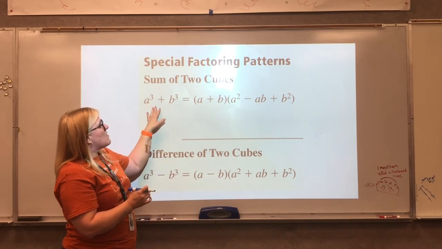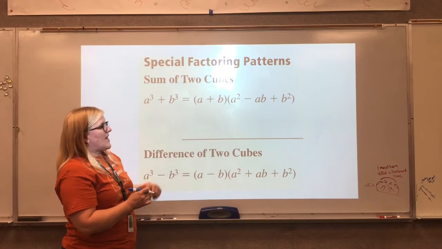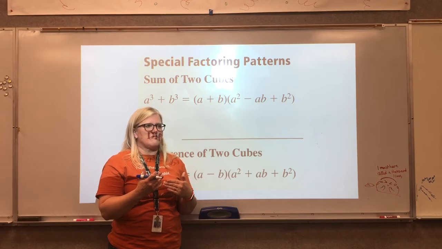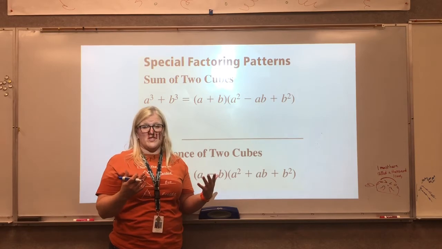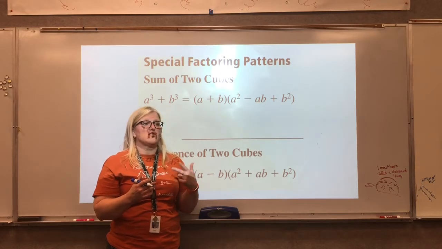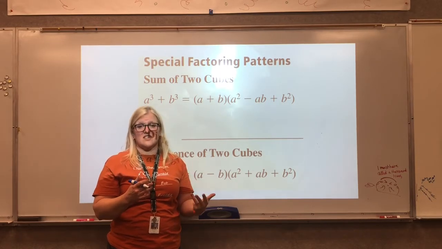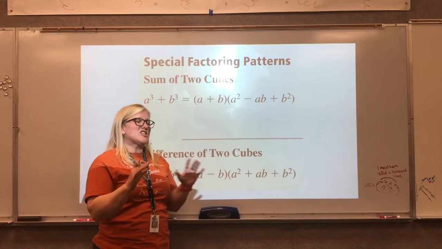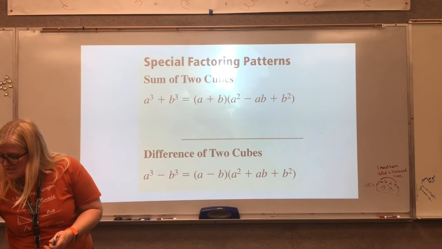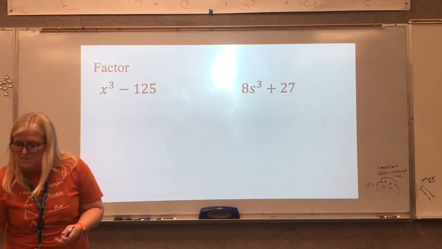But this is the sum of two cubes. And it might help to kind of brush up on what the cube numbers are. So like 2 cubed is 8, 3 cubed is 27, 4 cubed is 64. So kind of look to see what those cubed numbers are. All right, so let's look at an example.